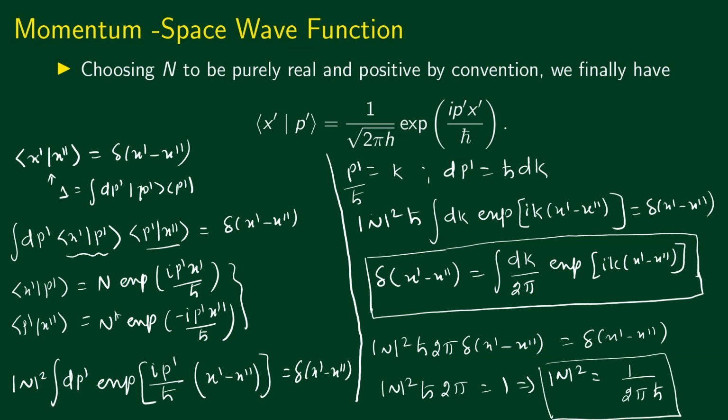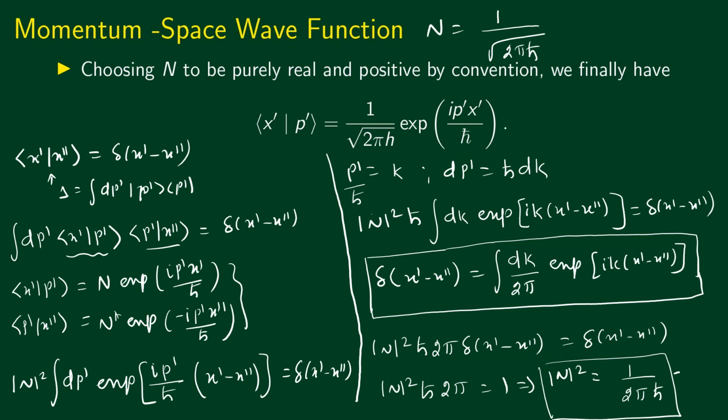Here we have chosen N to be purely real and positive by convention. There could be an extra phase factor here, but that can be set equal to 1. So we can make that choice without changing any physics at all. This phase factor is not important, we can choose it to be 1. So we can write N from here. Let me write it here now: N is equal to 1 divided by square root of 2 pi h bar.